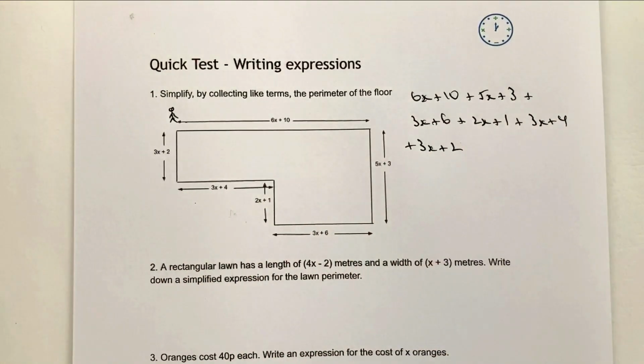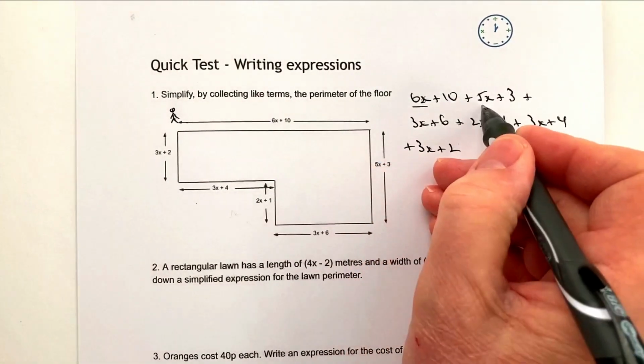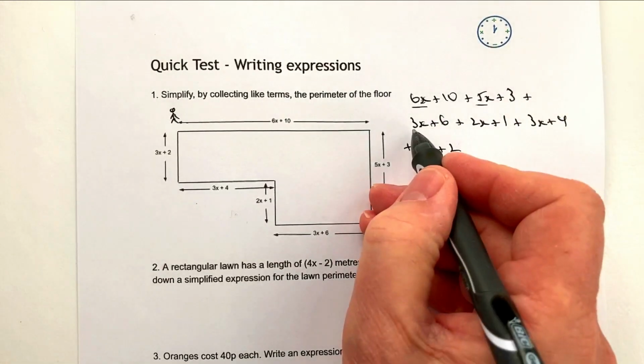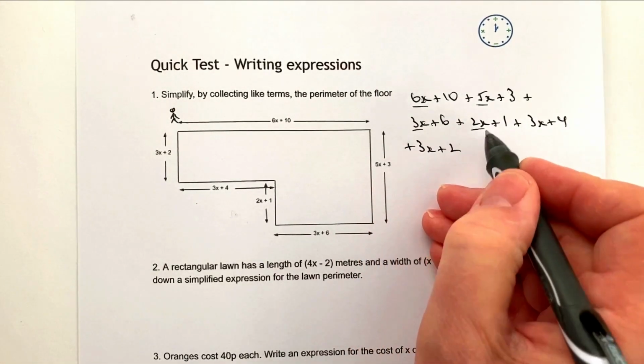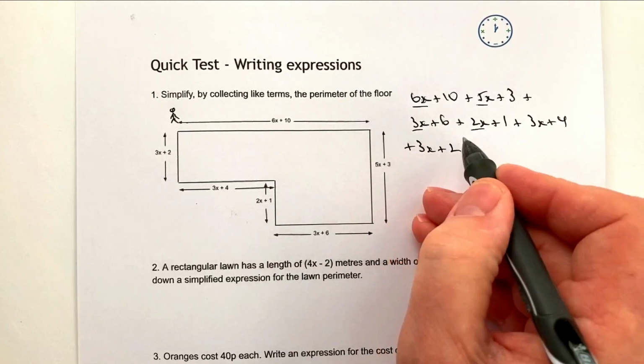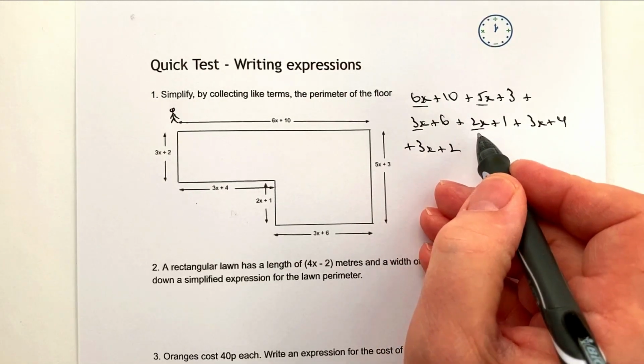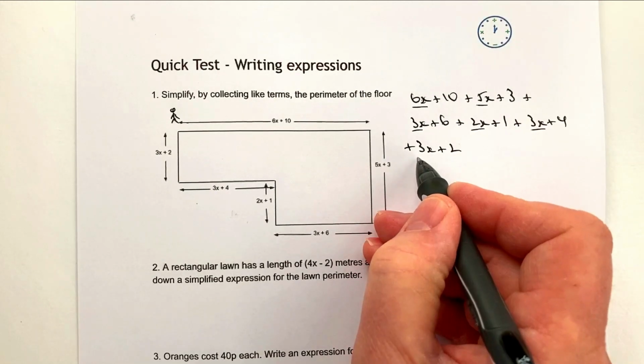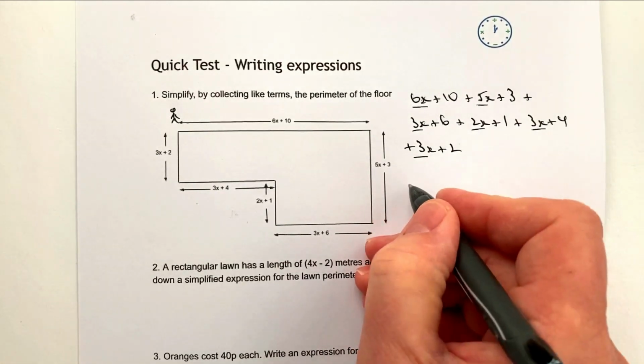Now, I do appreciate that that's taken quite a long time to write everything out, but it is really helpful to show the examiner what it is you're actually thinking. And also, when you come to gather up the like terms, it'll be a bit more straightforward. I've got 6x and 5x is 11x, plus 3x is 14x, plus 2x is 16x, 19x, and that then would be 22x.